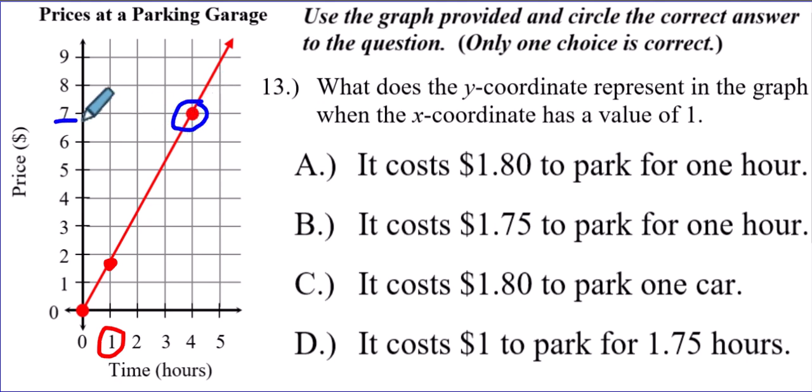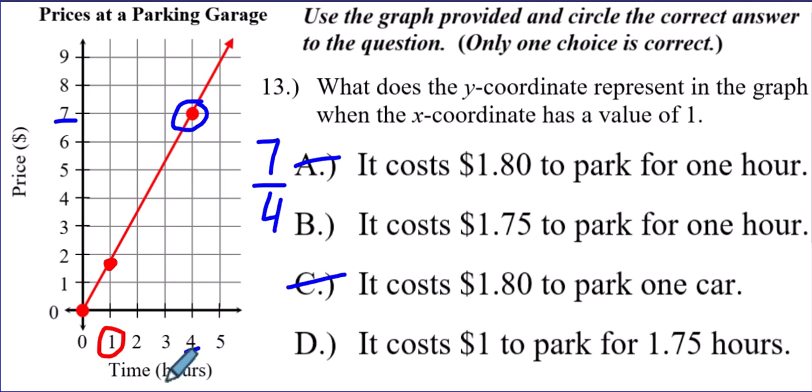You could take the 7 from this dot and divide by the 4. So the work I would write down is 7 divided by 4. What does that give you in your calculator? It gives you 1.75. So goodbye A, goodbye C. It's either B or D. Now how do I know which one's right, B or D?